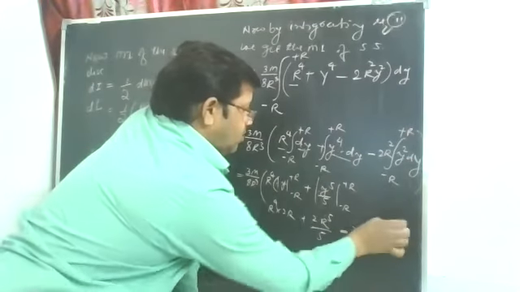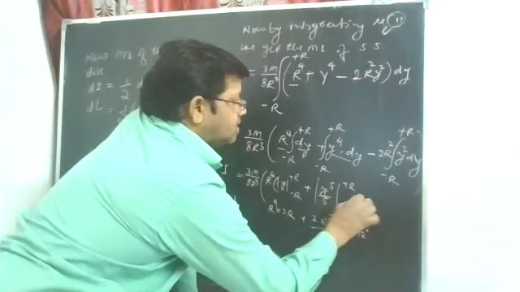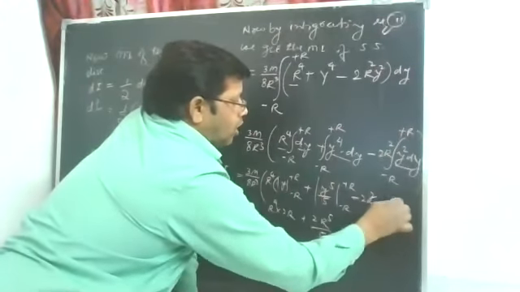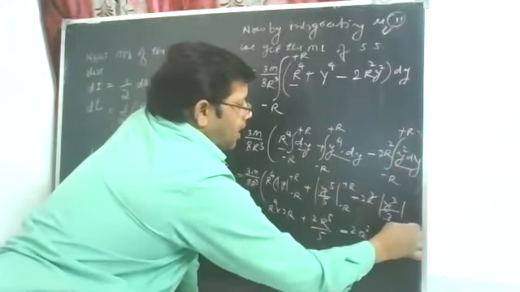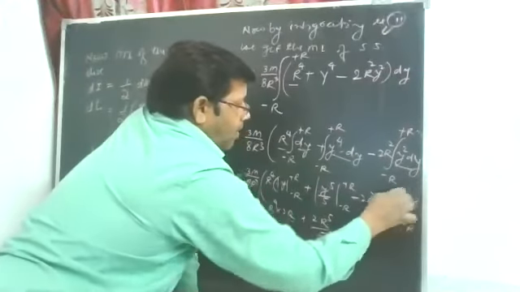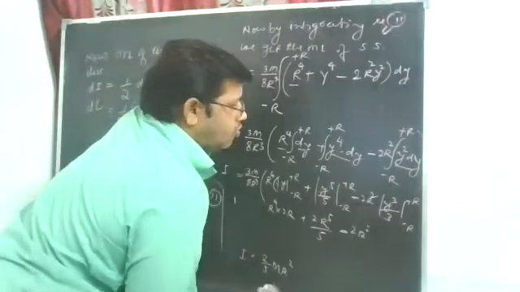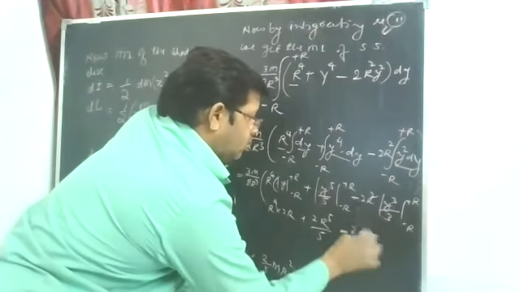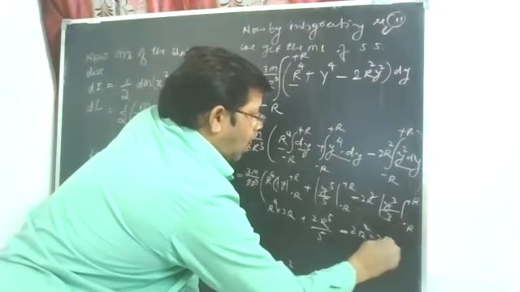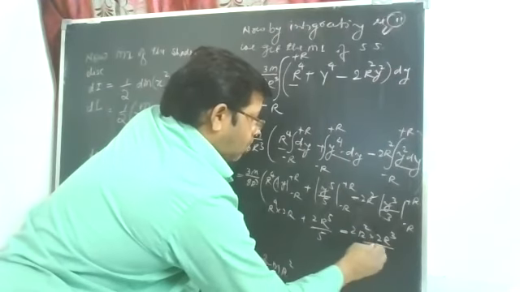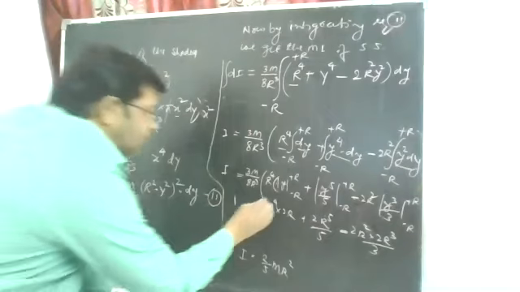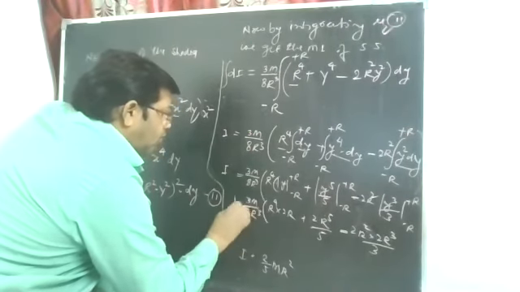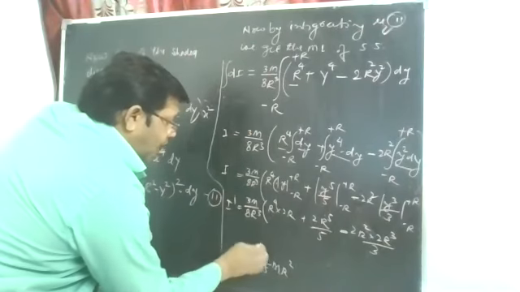Minus 2r square, what is the integration of this one? What power is there? It will be y cube upon 3. What is the limit? Minus r to plus r. Again r cube minus minus r cube, that is 2r cube. So 2r square into 2r cube upon 3. Now solve this one into 3m by 8r cube. By solving this one, you will derive this formula.